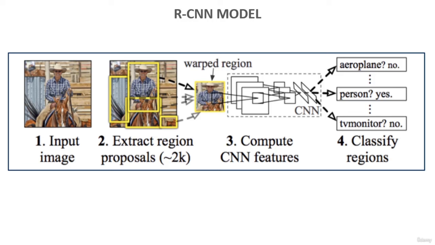The algorithm also predicts four values, as you can see in the diagram, which are offset values to increase the precision of the bounding box using linear regression.